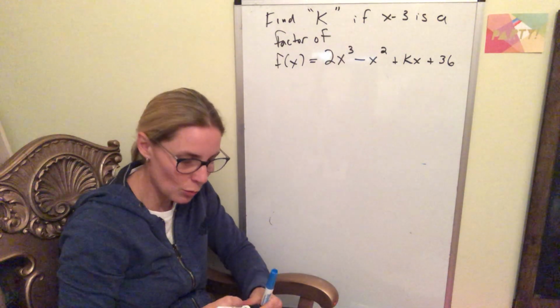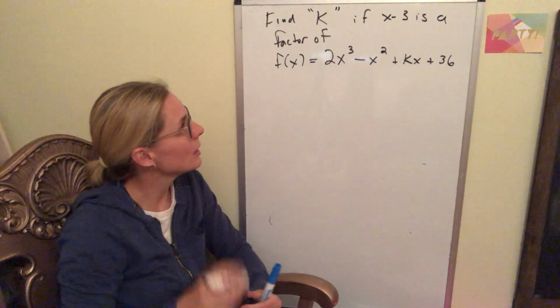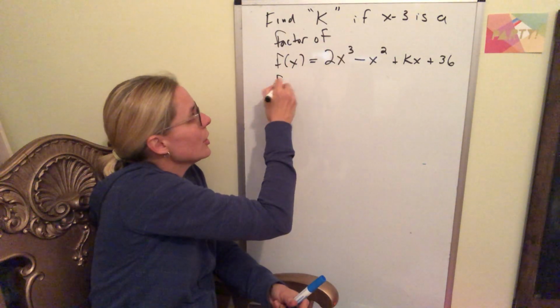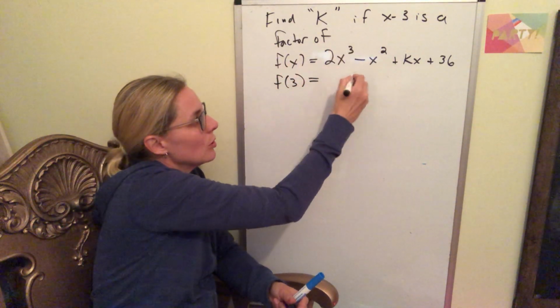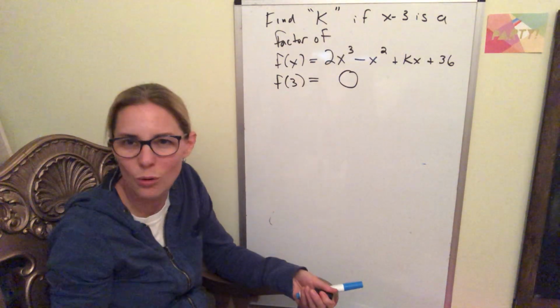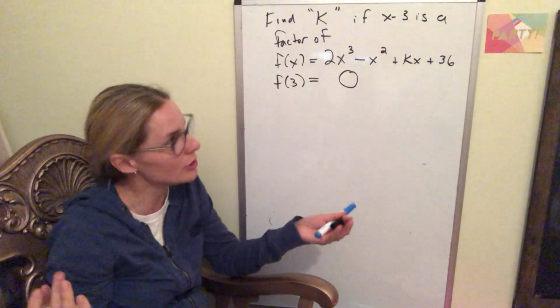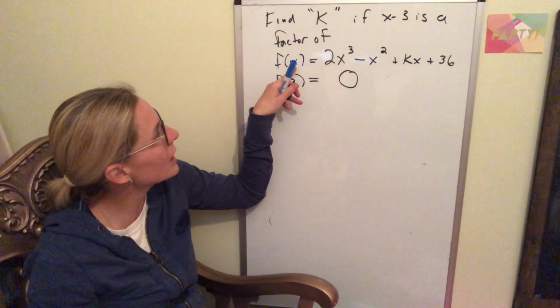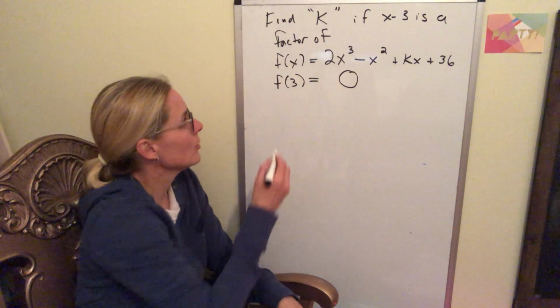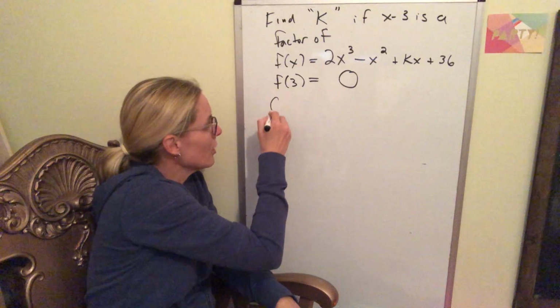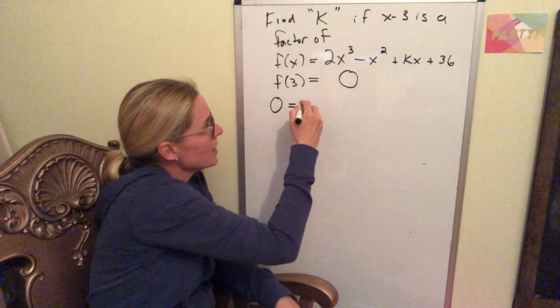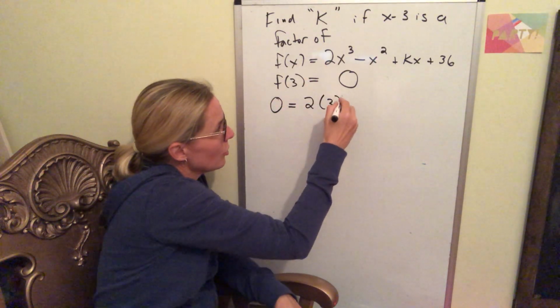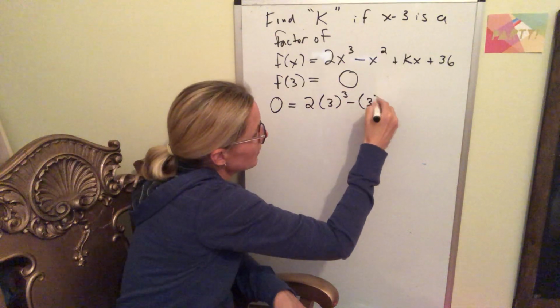If it is a factor, what do we know the answer is when you sub it in? If it is a factor, I know f of 3 must equal 0. That's the whole idea of this whole thing, you're looking for remainder 0. So I know if I substitute a 3 in for x, I should get an answer of 0. So I'm going to put a 0 on this side, and everywhere I see an x here, I'm going to substitute a 3 in.